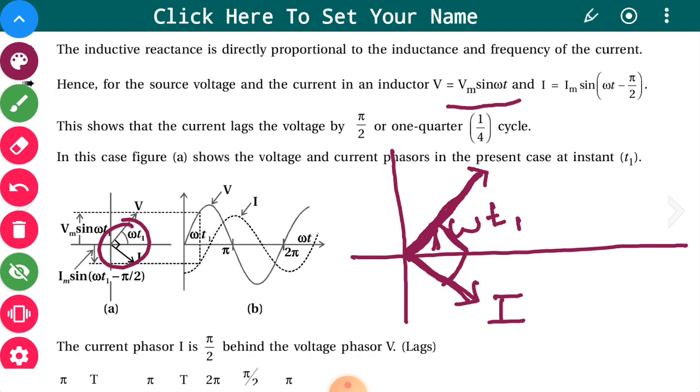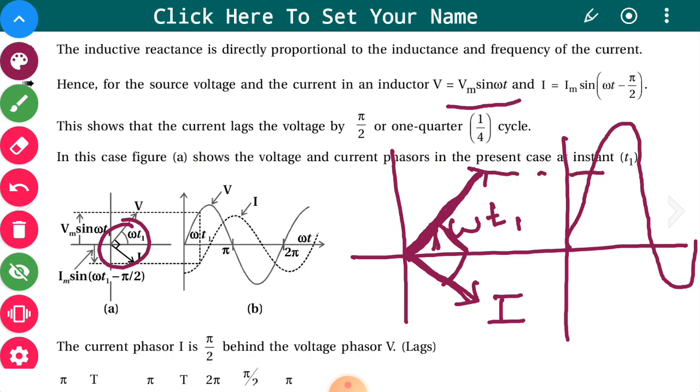Okay, and if you want to draw the current, then for voltage it is a sine curve, so you just have to draw the sine curve. Okay, you just have to draw the sine curve for voltage. So at any time t1, this will be the value of the voltage.